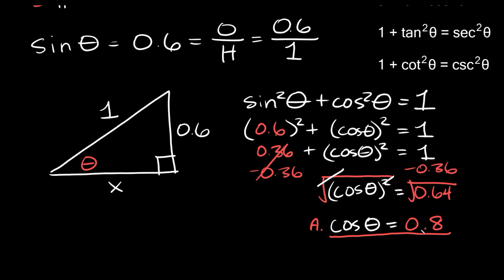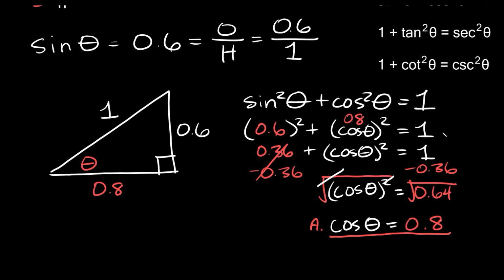All right, we also now know what is the length of this missing side, x. Let's just fill that in now. Now we know that it's 0.8, right? So the original equation, sine squared theta plus cosine squared theta is equal to 1, was really 0.6 squared plus 0.8 squared is equal to 1.